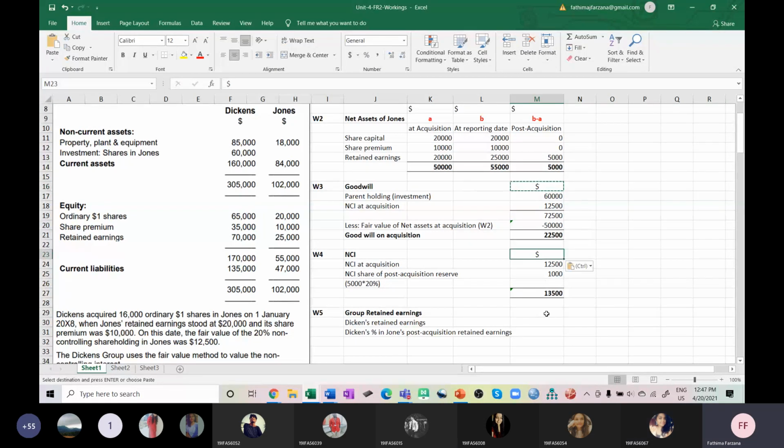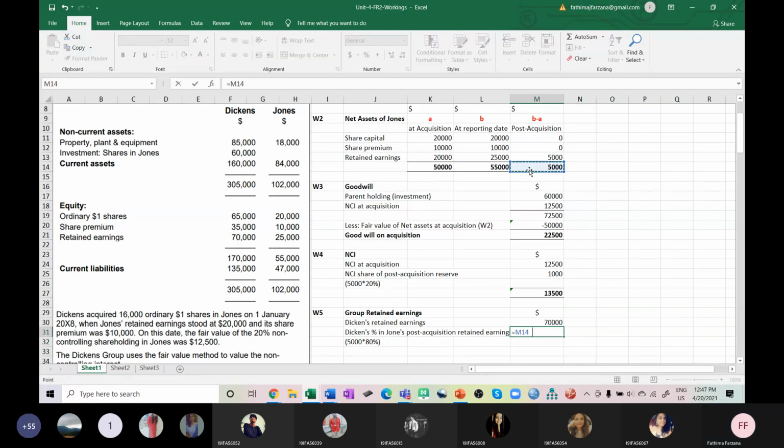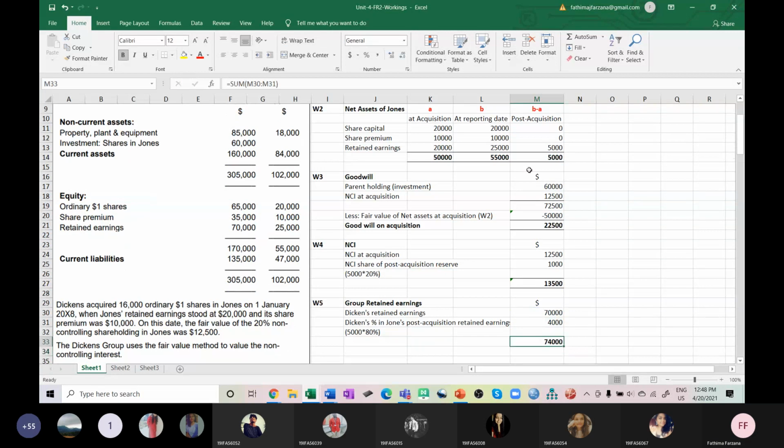70,000. Dickens' retained earnings is 70,000. That is the Dickens column you have to see, and its retained earnings are 70,000. Then Dickens' percentage in Jones' post-acquisition profit. That is the 5,000 which we computed, right? That into 80%, since 80% is held by the parent. So it's 4,000. 4,000 is the share here. So we don't have any impact of these two. Okay, so this is the value which we got in group retained earnings. So we got everything, just the consolidation we have to do.